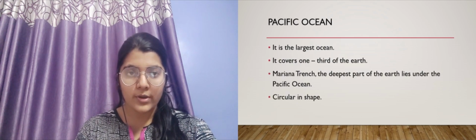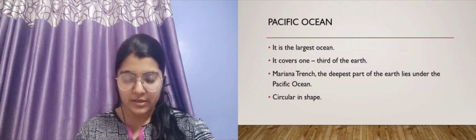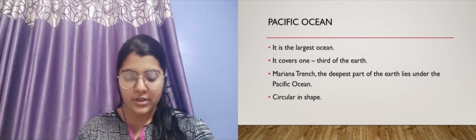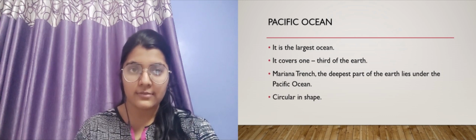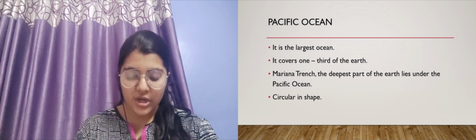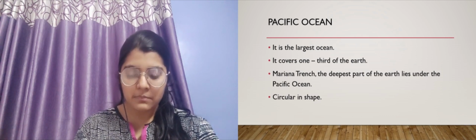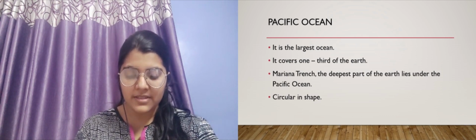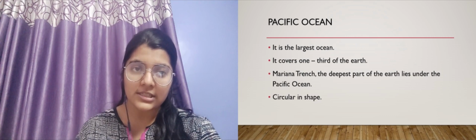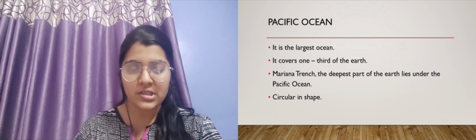It is spread over 1/3 of the earth's surface, and Mariana Trench, that is the deepest part of the earth, lies under the Pacific Ocean. So it becomes very important for you to remember that the Mariana Trench, the deepest part of the earth, lies under the Pacific Ocean. Also the Pacific Ocean is circular in shape. So these are the small details that you need to remember about this ocean.